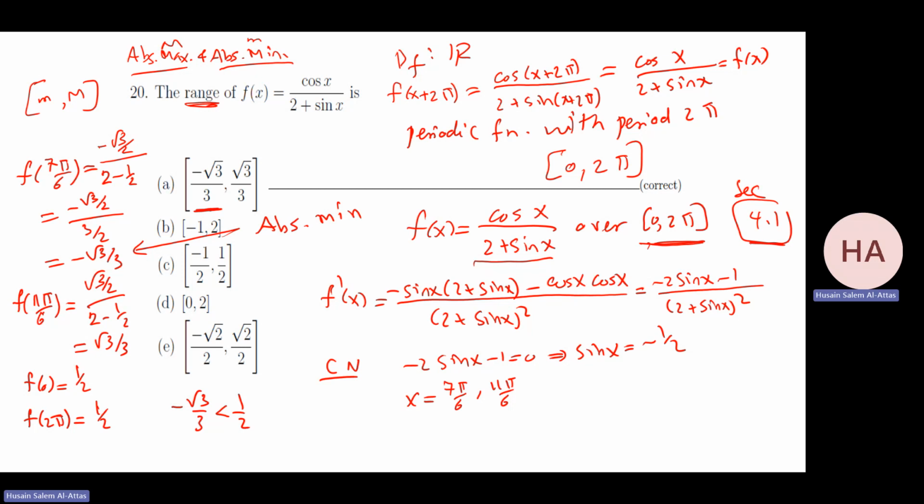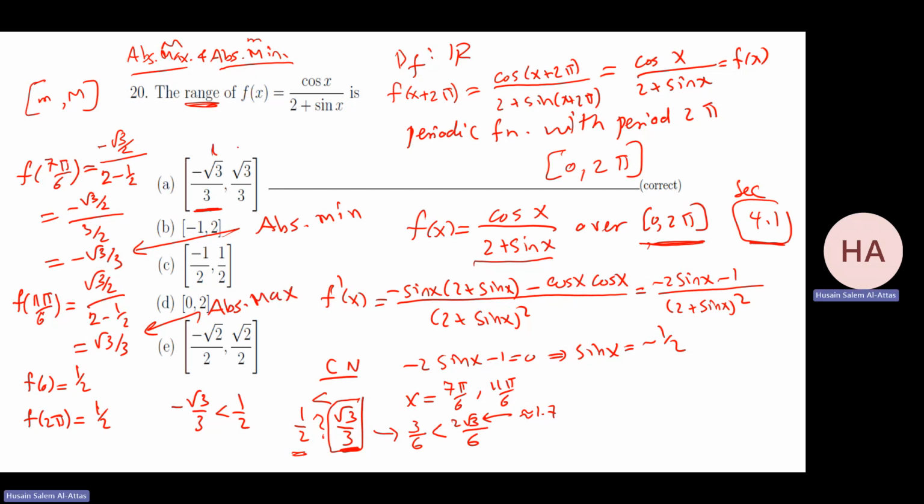Now I want to check which one is bigger, half or square root 3 over 3. Let me multiply by 3. Multiply this by 3, so I have 3 over 6. Multiply this by 2, I have 2 square root of 3 over 6. Square root of 3 is around 1.7, so this is 3.4. So for sure this is greater than this, and this will be my absolute maximum.